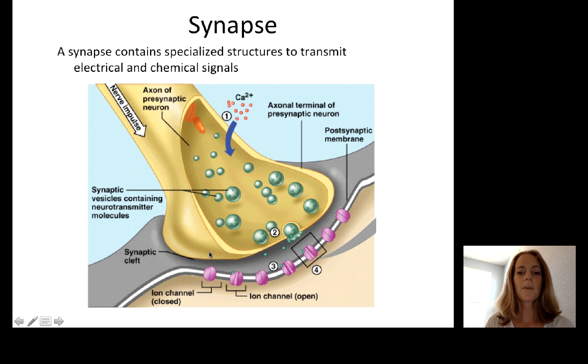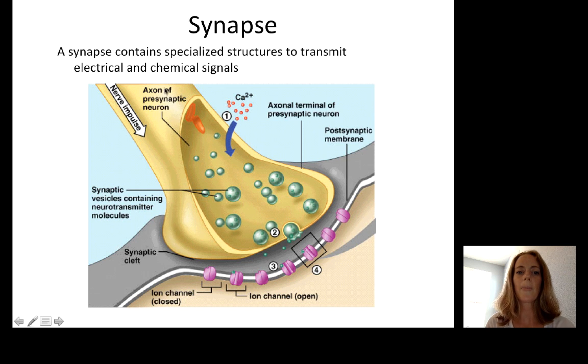So here's a close-up of a synapse, probably a bit better than the one that I drew, but there's your synaptic vesicles in your axon terminal. There's your neurotransmitter being released. These are the protein receptors that are the neurotransmitter receptors that will specifically bind the neurotransmitter. This particular one is also an ion channel, so when it opens, ions will flow through and you will get electrical changes again in the postsynaptic membrane.